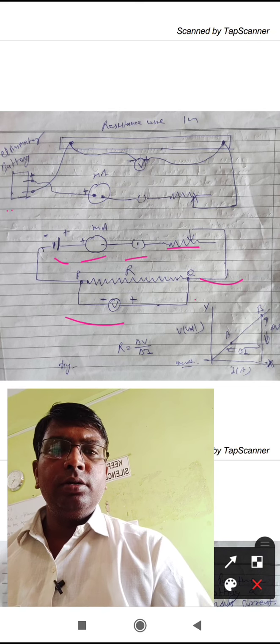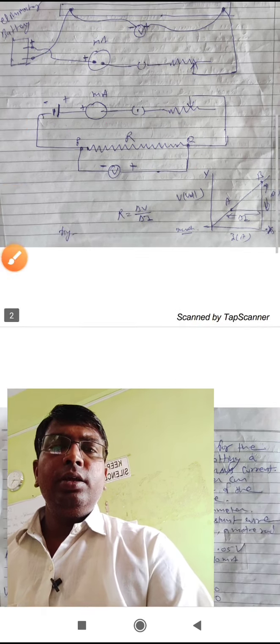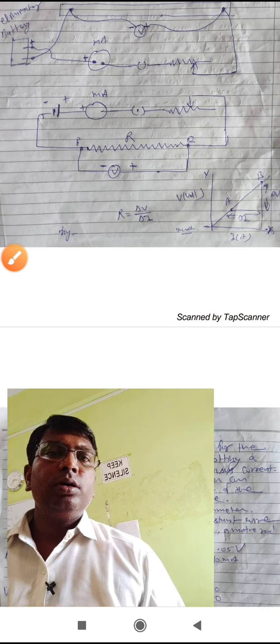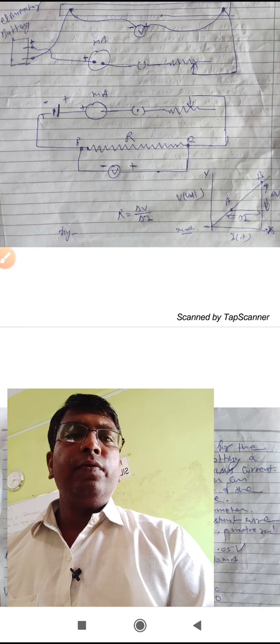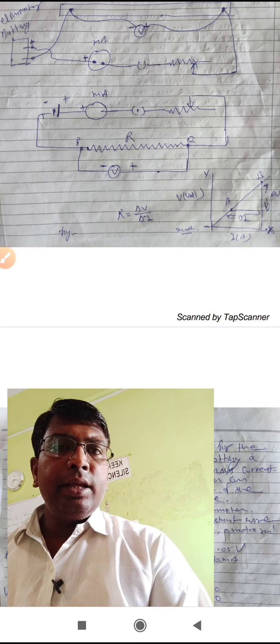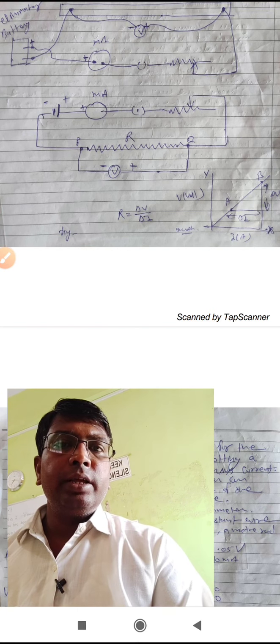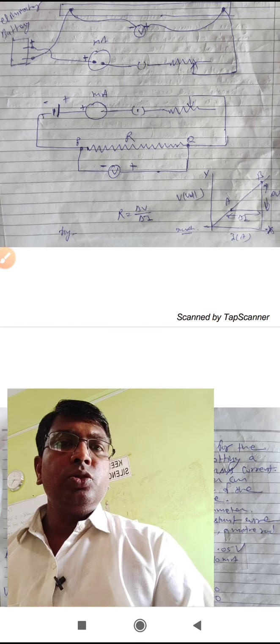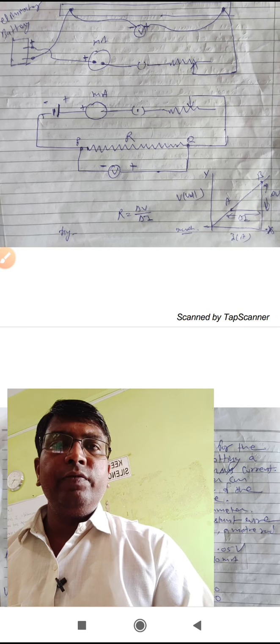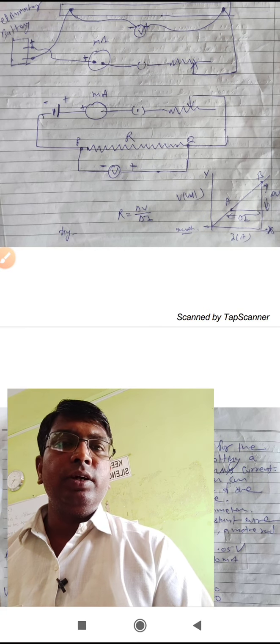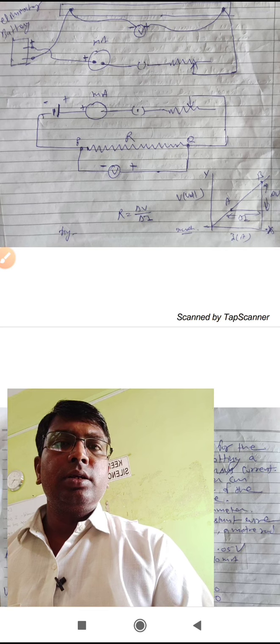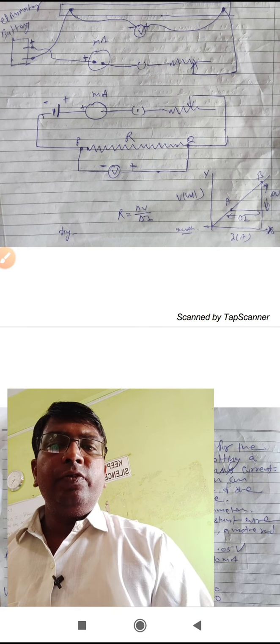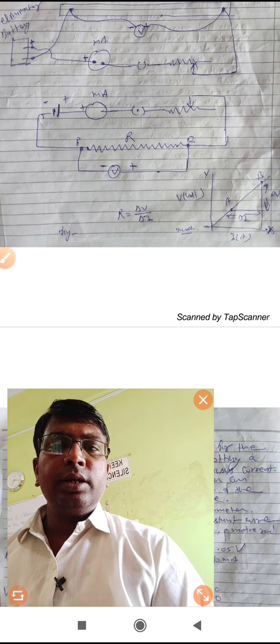Here we draw the graph, with current taken along the x-axis and voltage along the y-axis. So the slope of the graph, that is delta V upon delta I, equals the resistance of the conductor. We are now introducing the circuit arrangement.